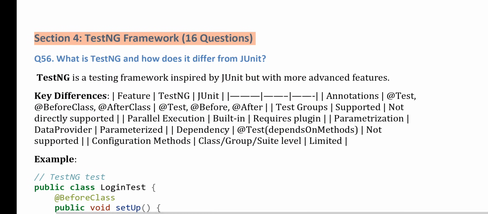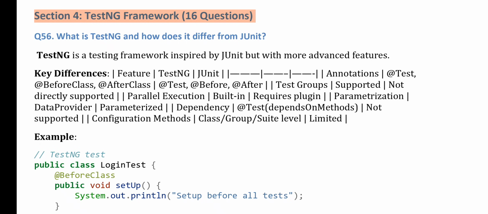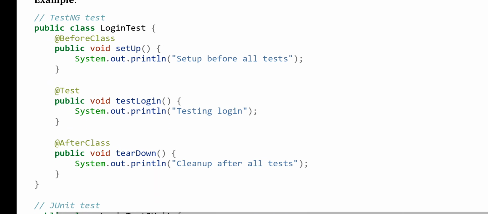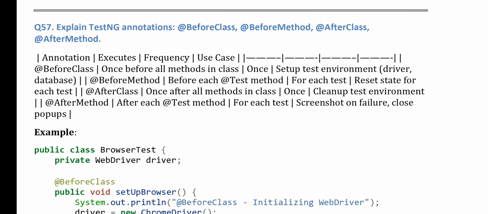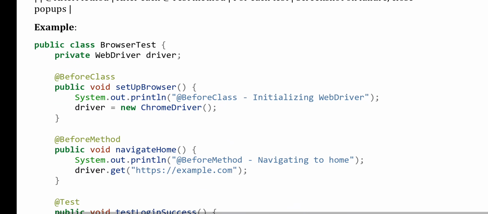The next set of interview questions are with respect to TestNG. What is TestNG and how does it differ from JUnit? You can see with respect to TestNG and JUnit, we have segregated with the annotations and with multiple parameters, with code samples. And can you explain the TestNG annotations BeforeClass, BeforeMethod, AfterClass and AfterMethod?